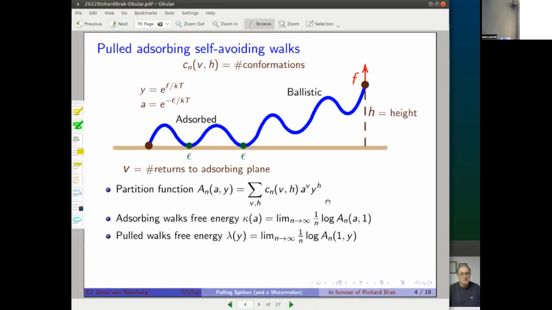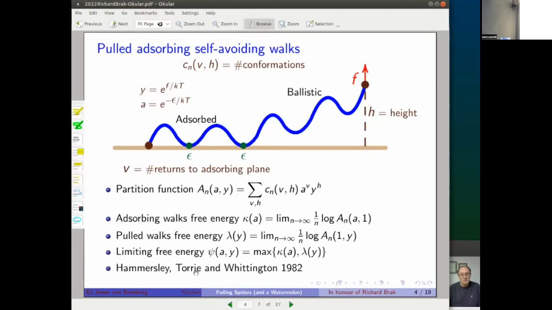And it is known that the adsorbing walk's free energy and pulled walk's free energy are defined for this model. So for example, if you put y here equal to 1, which is a zero force, you get the adsorbing walk free energy kappa(a). And if epsilon here is 0, but f is not 0, then you get the pulled walk free energy, which we indicate by lambda, and they're given by these two limits. It is also a result that the limiting free energy of the model, when it's both being pulled and it is adsorbing, is given by psi(a, y), which is just the maximum of kappa and lambda.